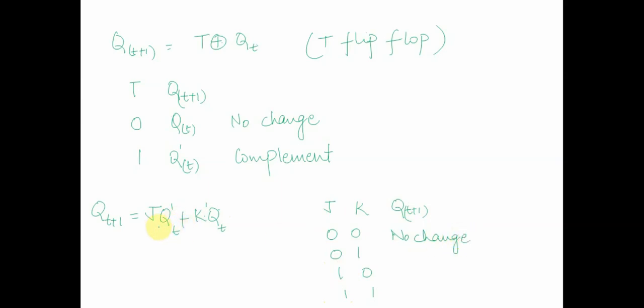If J is 0 and K is 1, this again becomes 0, so this is a reset operation. If J is 1 and K is 0, what happens is J Q bar plus K bar Q is Q bar plus Q, which is always equal to 1. So this becomes a set operation. And what happens when both are 1? This becomes Q bar plus 0, which is equal to Q bar. So this is complement.